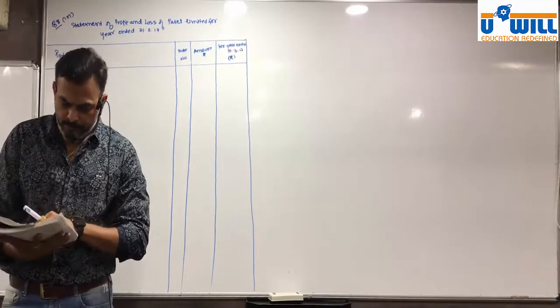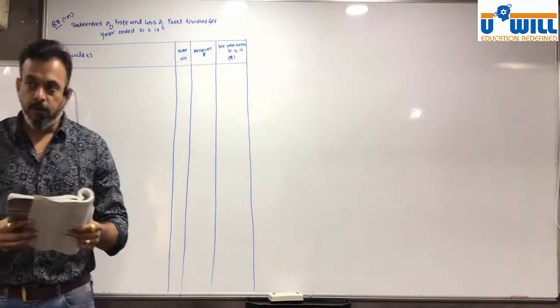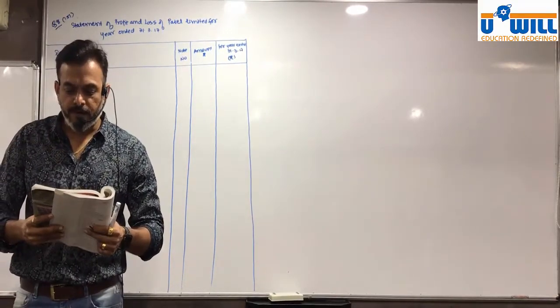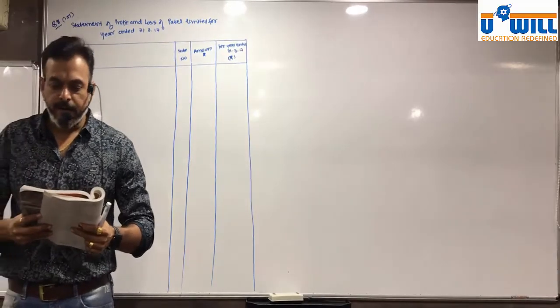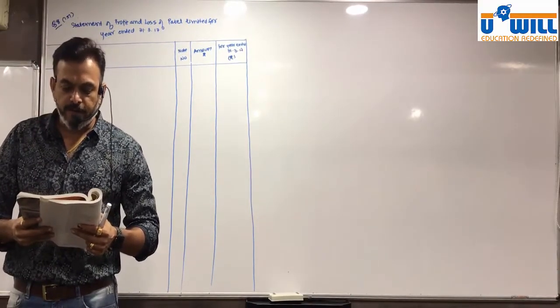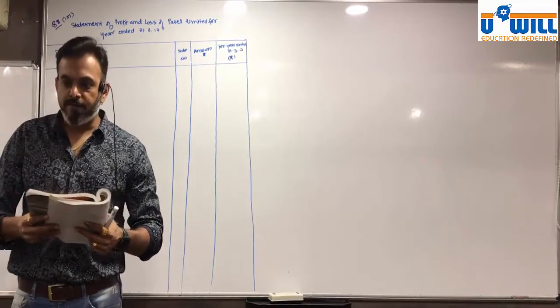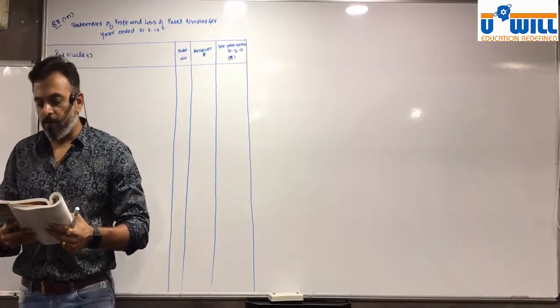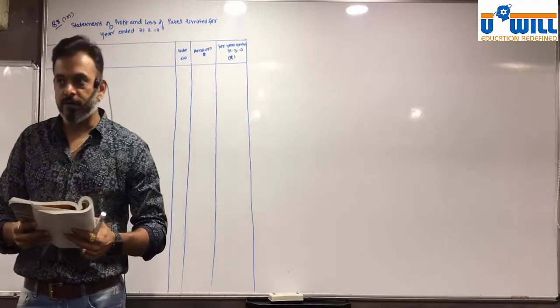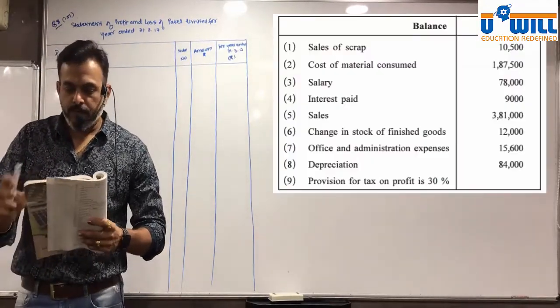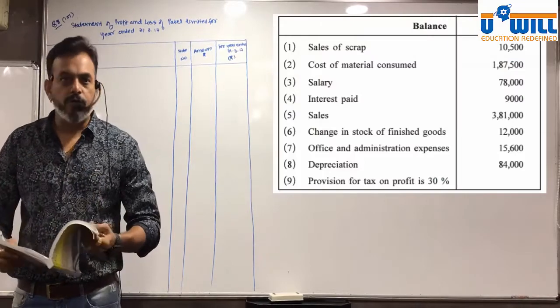Page number 151, question number 8. Following balances are taken from the books of Patel Limited. Prepare statement of profit and loss for the year ending 31/3/2017 as per Schedule 3 of Companies Act 2013. Now, this format of profit and loss, have you gone through it?